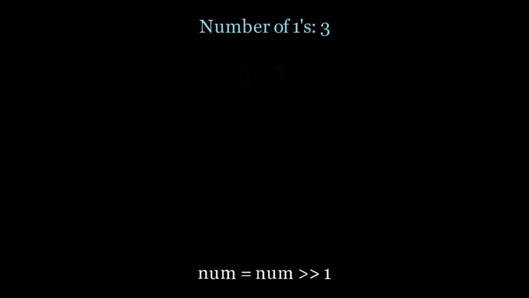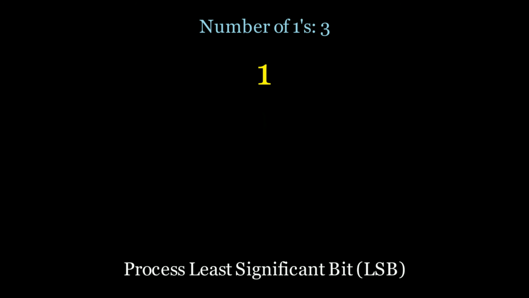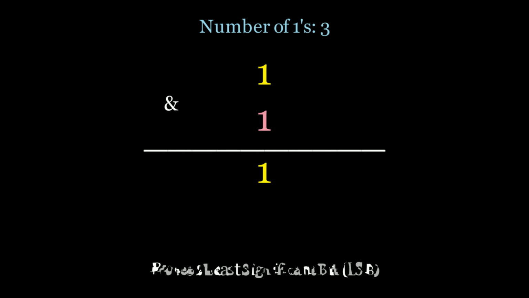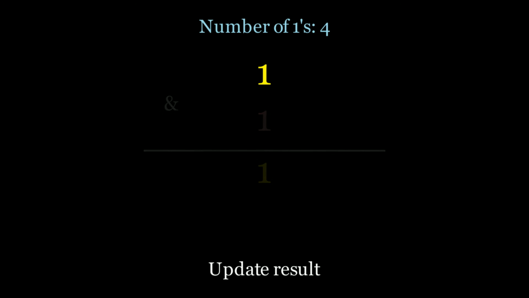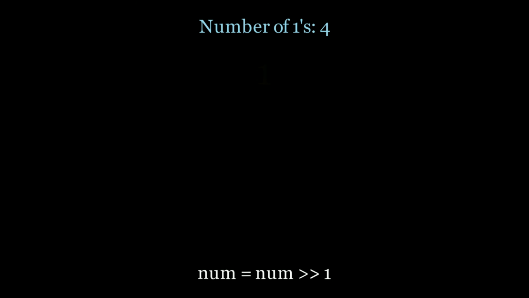Now shift it, so we're left with our last bit, which is 1, and AND it with 1. In this case, this is just going to be 1. Since the result is 1, add 1 to our global result. The number of ones is now 4. Now we shift the number to the right by 1, and we have no more number, right? We're at 0 now. And so the time complexity of this algorithm is actually constant. It's O of 32 because an integer has 32 bits, and the space complexity is O of 1. So you could call this constant time and constant space complexity.